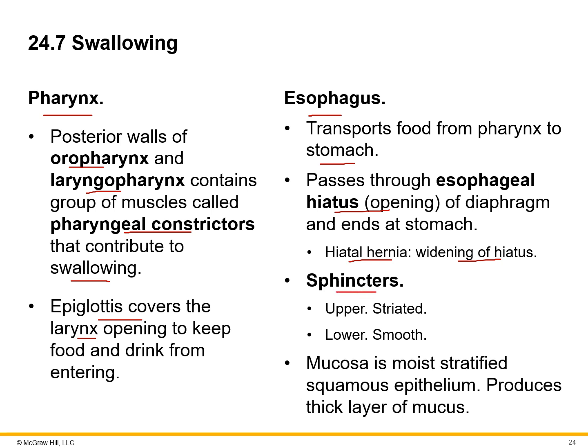There are also a couple sphincters here in the esophagus. So there's the upper sphincter that is made up of striated muscle, and then the lower that is smooth. And again, that's just going to help prevent movements of the food going back or forward before they're ready. And then again, mucosa here is moist stratified squamous epithelium to make that thick layer of mucus to protect the lining of the digestive system.